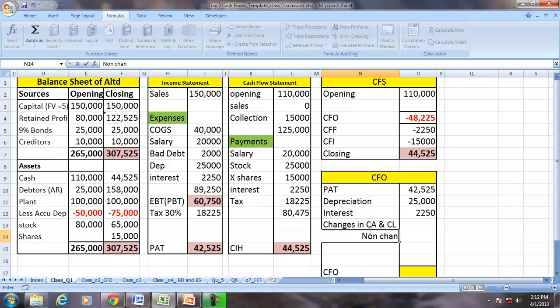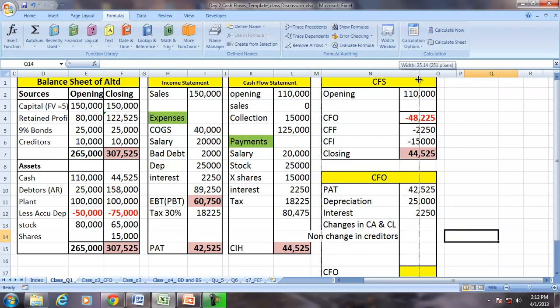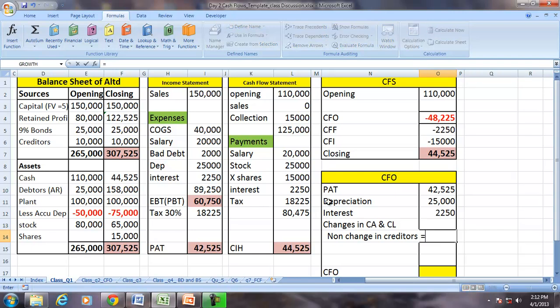So no change in the creditors. So creditors has no effect in this case, 10,000 minus 10,000. No change in the creditors.